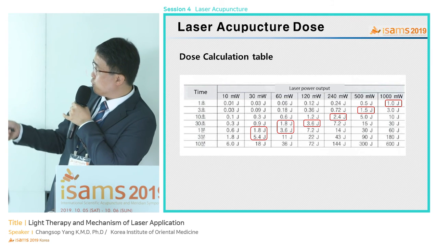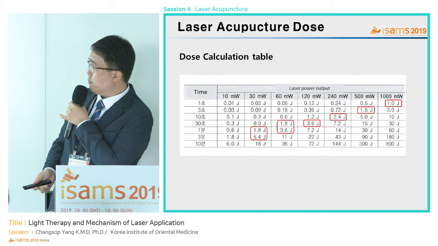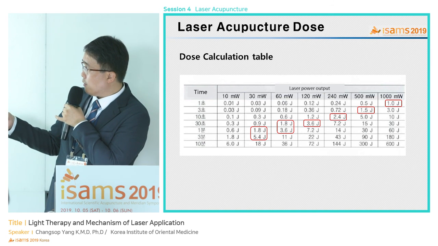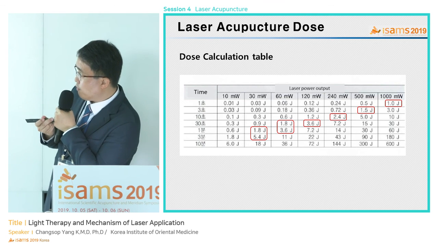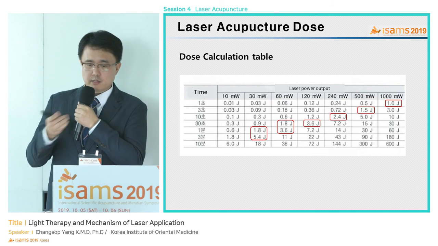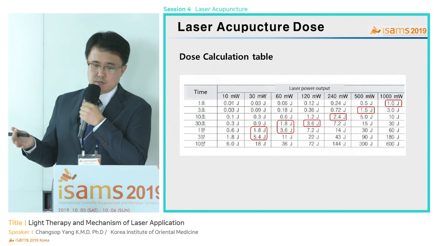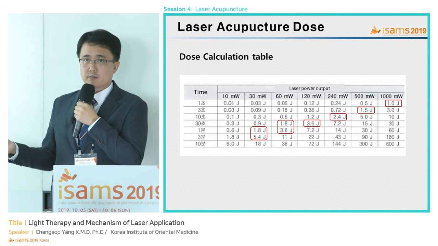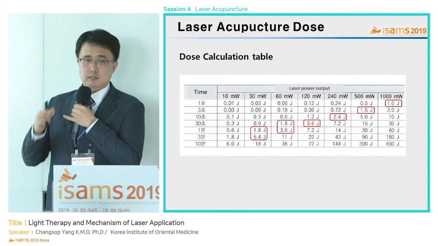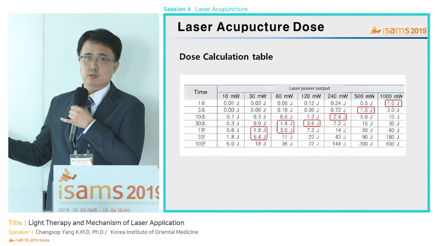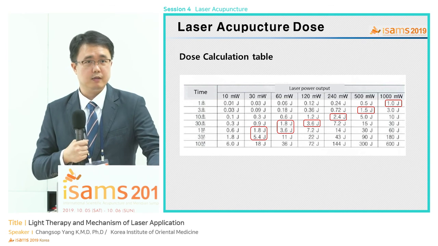If you want to give 4 joules to 1 acupoint with your 500 milliwatt device, you can take your device to the acupoint and just wait for 3 seconds, and you get about 1.5 joules. If you want 4 joules, you can wait for 8 or 10 seconds. So it's very easy to use, just seconds and your power output. Thank you very much.